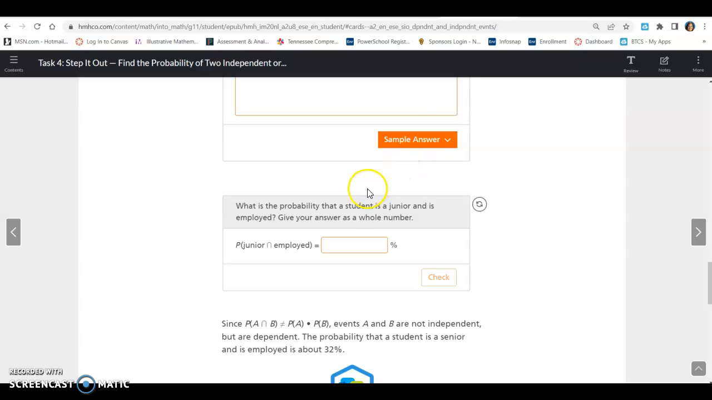All right, so what is the probability that a student is a junior and is employed? Give your answer as a whole number. Probability that a student is a junior and is employed. All right, I'm going to pause this for a second so I can get my pen so we can write this down and work it out.